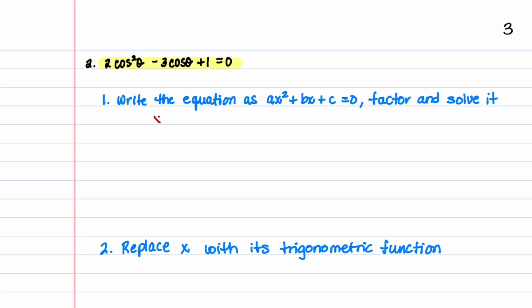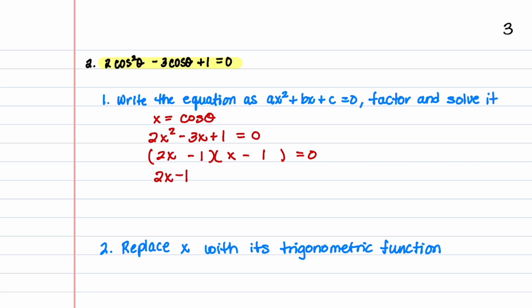We'll first let x be equal to cosine theta, and that gives us 2x squared minus 3x plus 1 is equal to 0. We'll factor this. So we have a 2x, we have an x, and then we have a 1 and a 1, and we need the 3x to be negative. So these are both negative. This gives us 2x minus 1 is equal to 0, and x minus 1 is equal to 0. So we get x is 1/2, and we get x is 1.